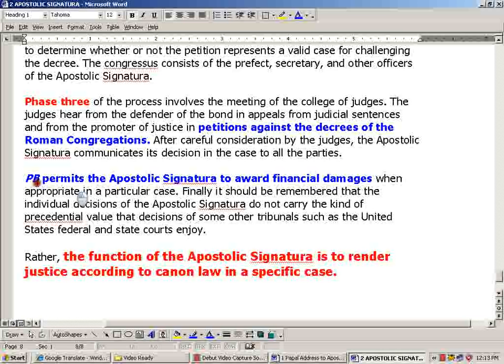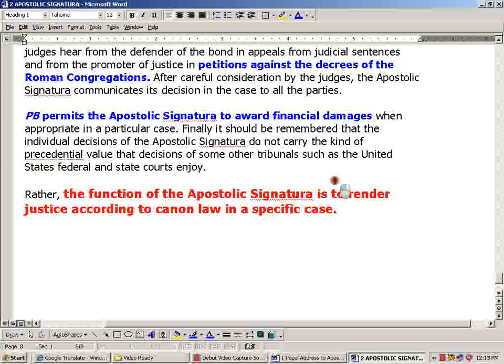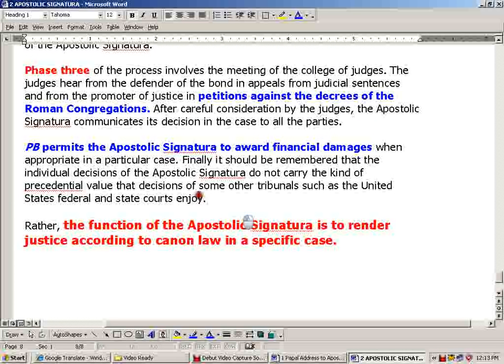Pastor Bonus permits the Apostolic Signatura to award financial damages. The function of the Apostolic Signatura is to render justice according to canon law in a specific case. So they don't set precedents with this. Each one is an individual case. And really, that's what a court of chancery is. We're talking about the court of chancery of the church here.